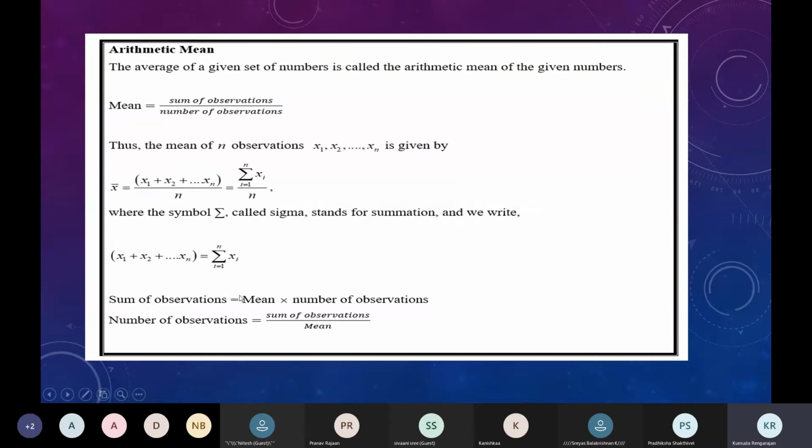Okay, so remember these two. To find the sum of all the observations, you just have to multiply mean into number of observations. Whatever is the value of the mean into the number of observations will give you the sum of all the observations. It will not give you one observation. It will give you the total of all the observations. And if you want to find the number of observations, you should divide the sum by mean. Sum of the observations by mean will give you the number of observations.